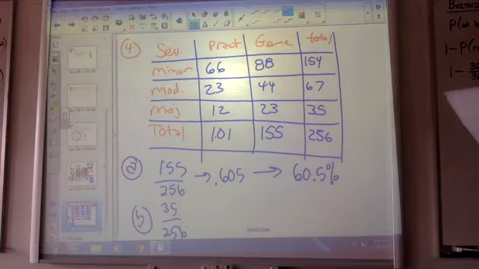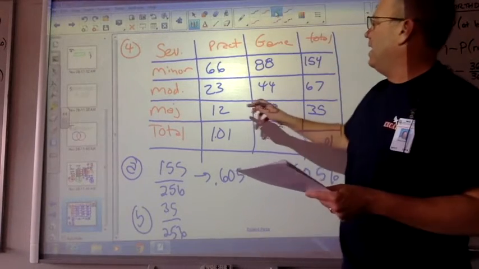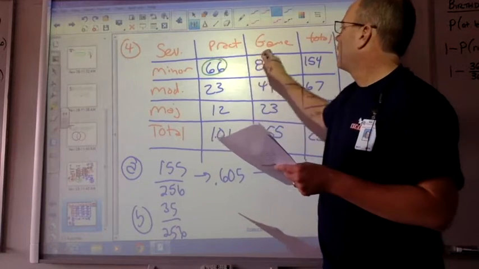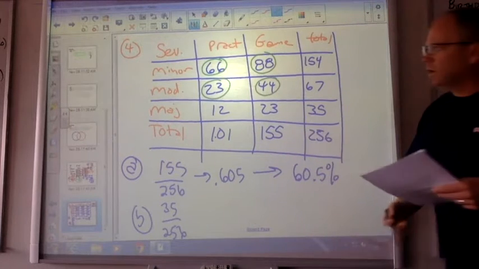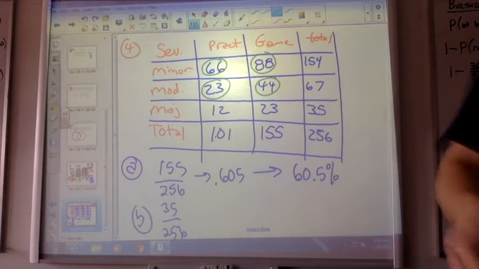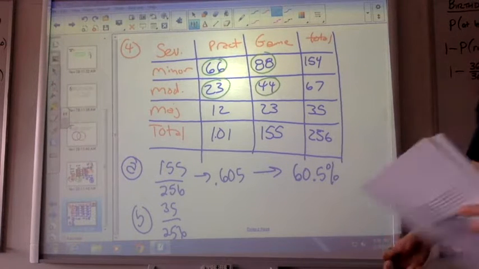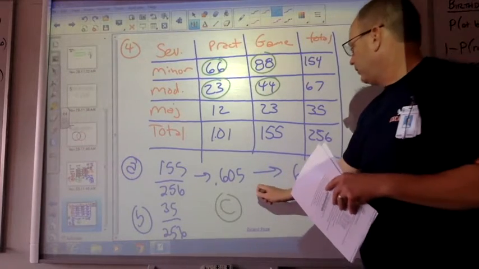C, had an injury that was minor or moderate. Okay, so you would add up those three I just circled. And that would give you 66 plus 88 plus 23 plus 44. That's 221 out of 256. So letter C, 221 out of 256.